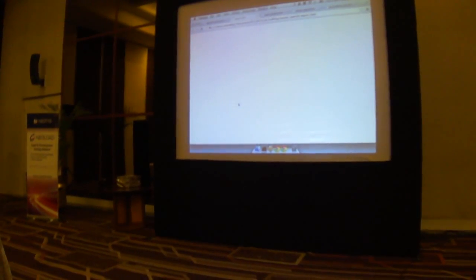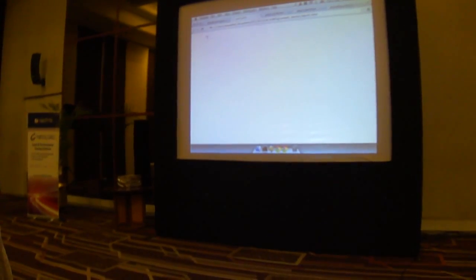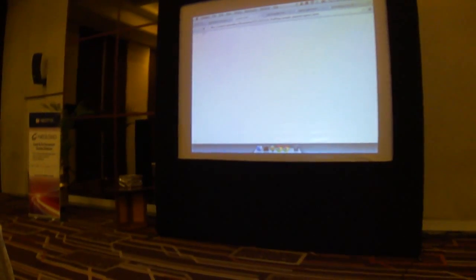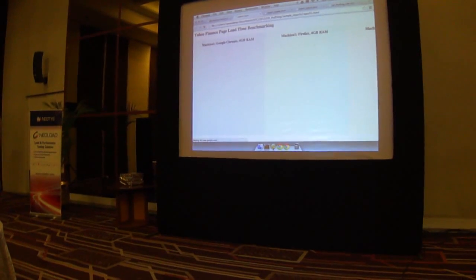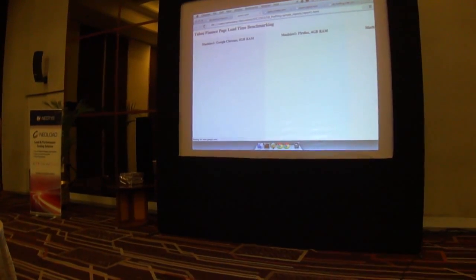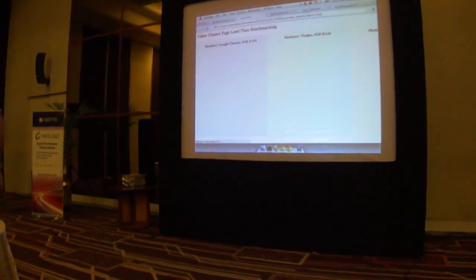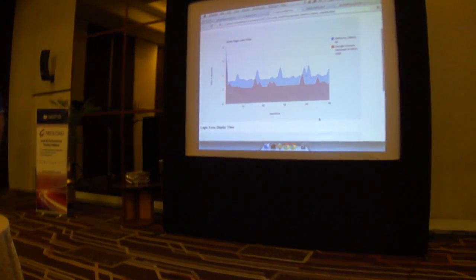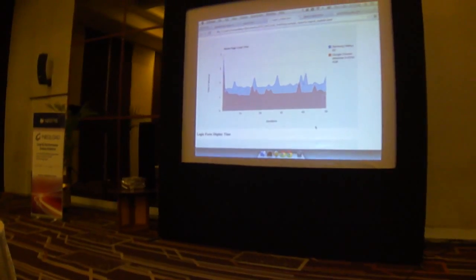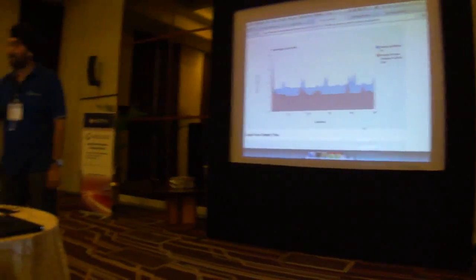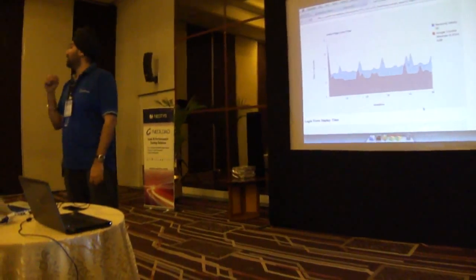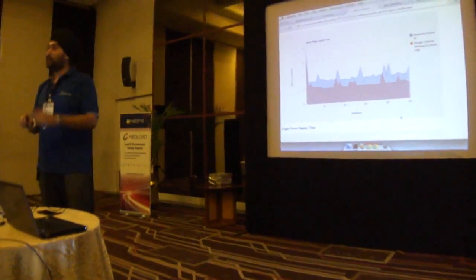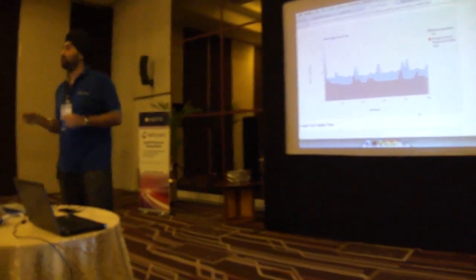In the graph, you can see that the x-axis is the number of iterations for which the readings were taken. I'm so sorry. Let me just open this up. The x-axis is the number of iterations for which the time was recorded, and the y-axis is the time it took for the browser. Now there are two different sets of readings, the red line and the blue line.